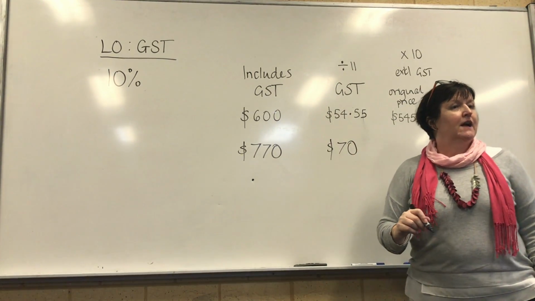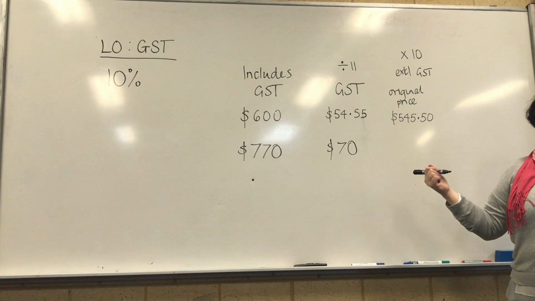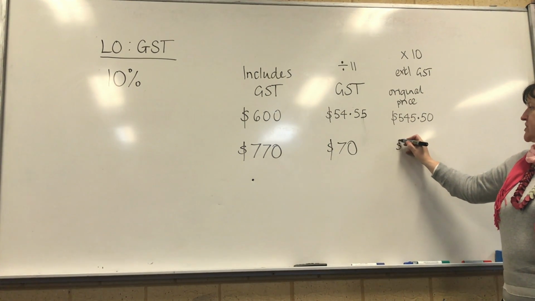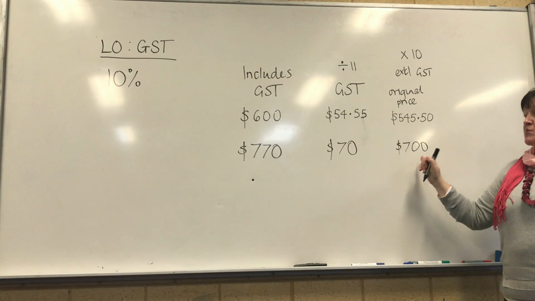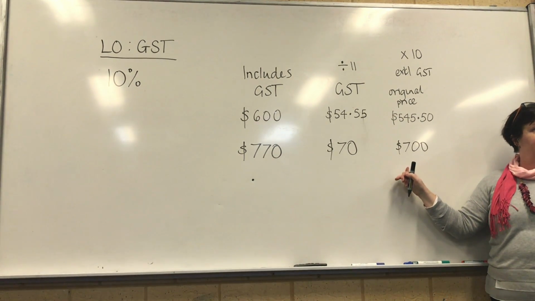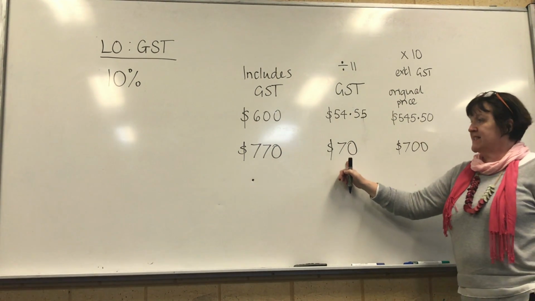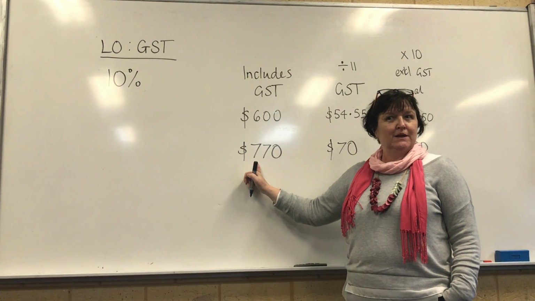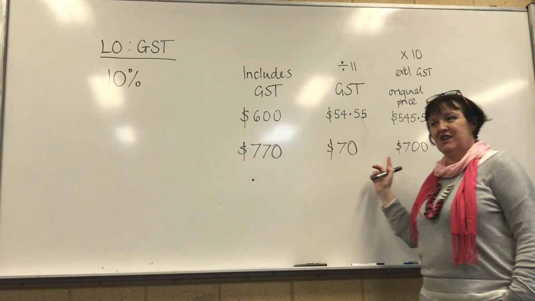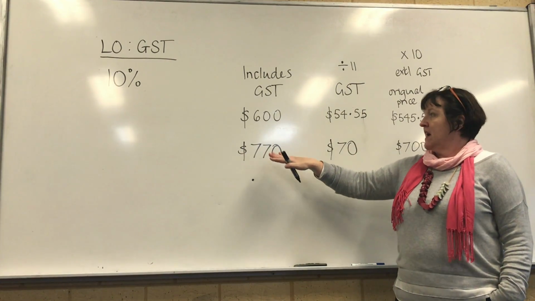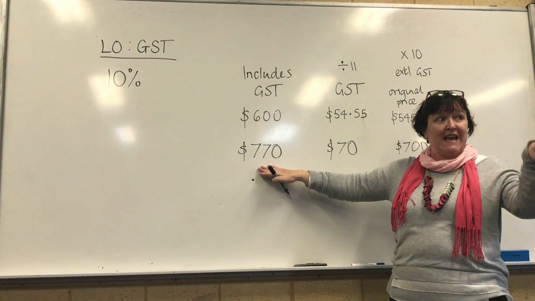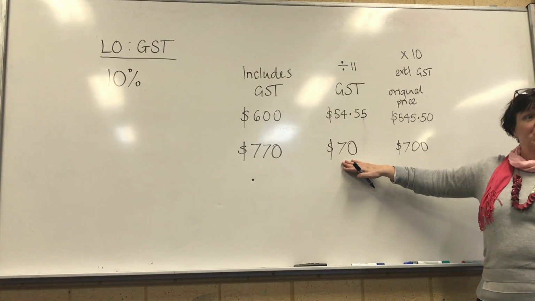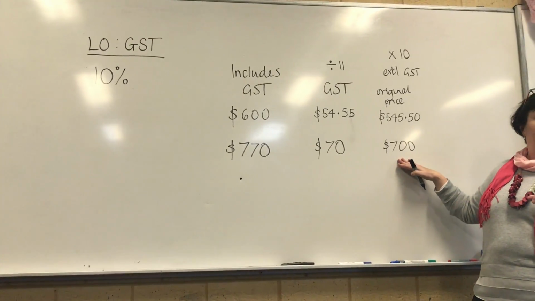Okay. And so that times that by 10. $700. So the price without GST was 700. GST was 70, so the price including GST was 770. Can you see it? Sometimes you can see it better when you go backwards. Here, the price with the GST is 770. You divide it by 11 to find out what the GST was, and then take it away.